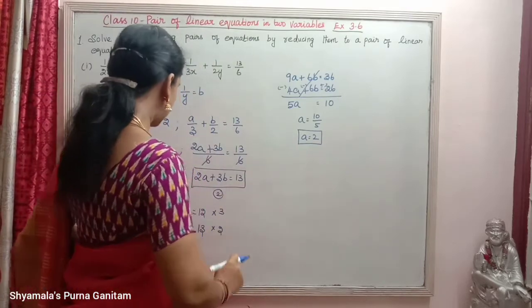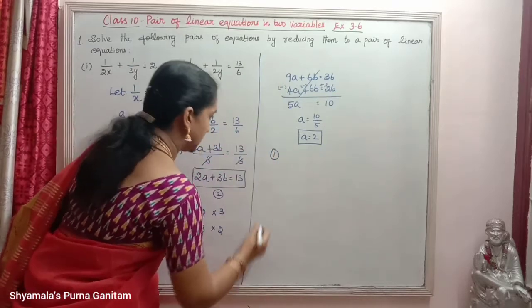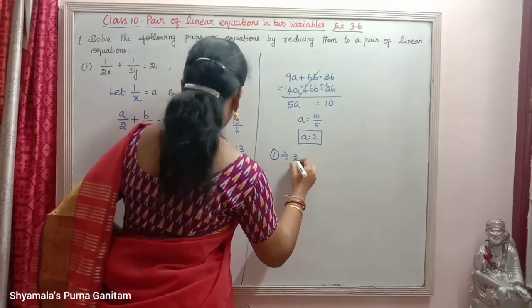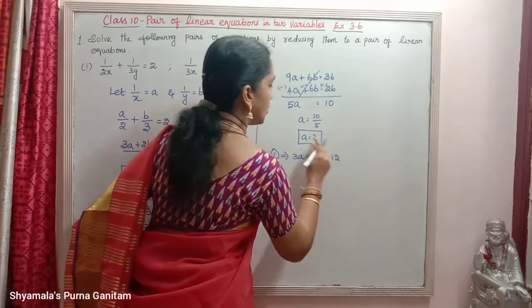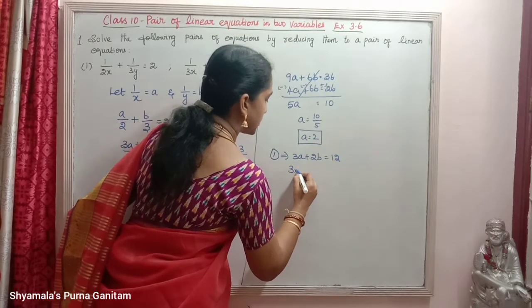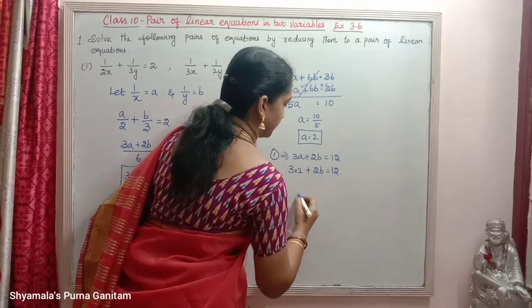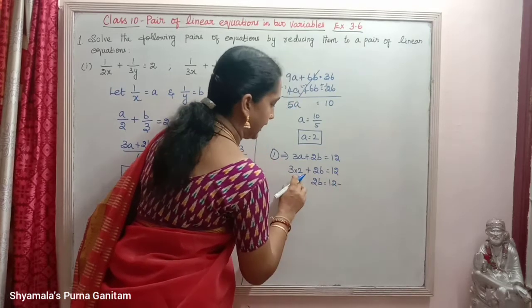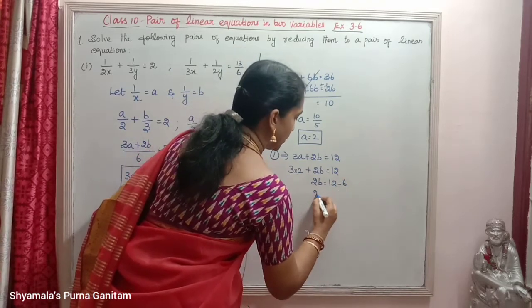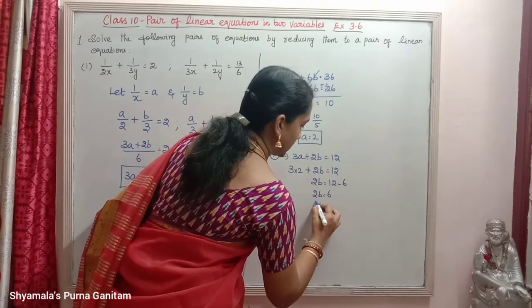So this I will substitute in the first equation. My first equation is 3a plus 2b is equal to 12. Now I got a is equal to 2. So 3 into 2 plus 2b is equal to 12. So 2b is equal to 12 minus 3 twos are 6. So 2b is equal to 6. So b is equal to 3.